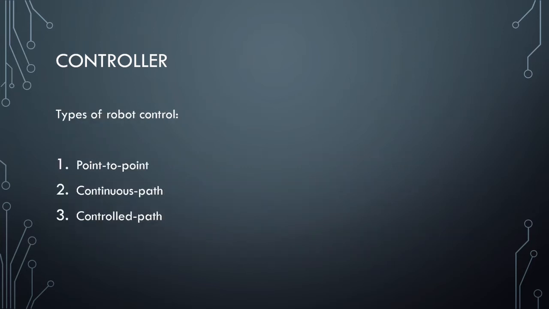Just like we had three main types of drive systems, there are also three main types of robot control. So a controller can be what's called point-to-point, it can be continuous path, or it can be a controlled path. So we'll look at each of those in more detail.